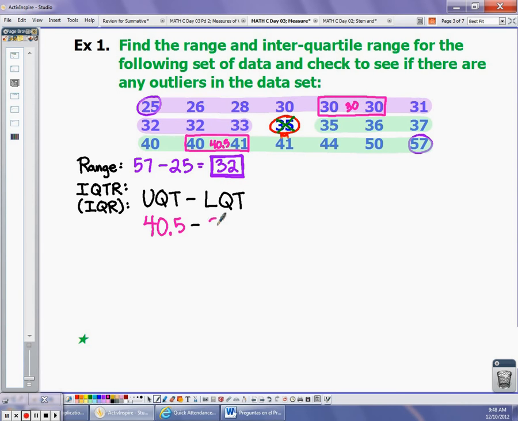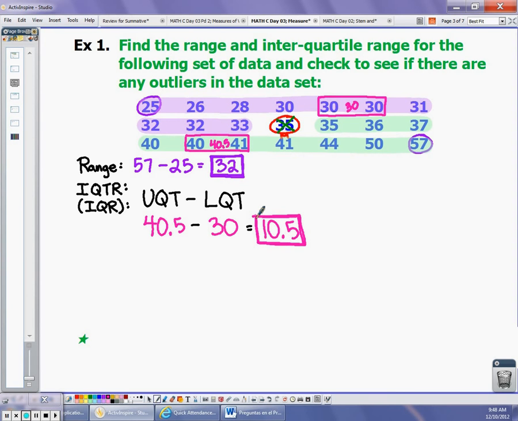So that means my lower quartile is 30, my upper quartile is 40.5. If I subtract the two, that's going to give us our interquartile range, and our interquartile range in this particular case is 10.5. So I found my two measures of variation, which are the range and the interquartile range.